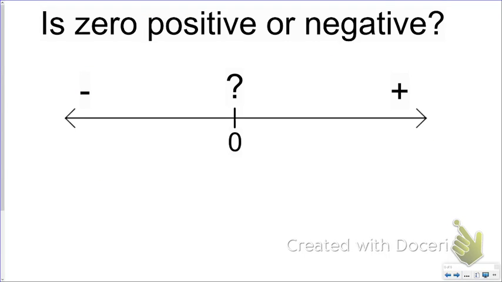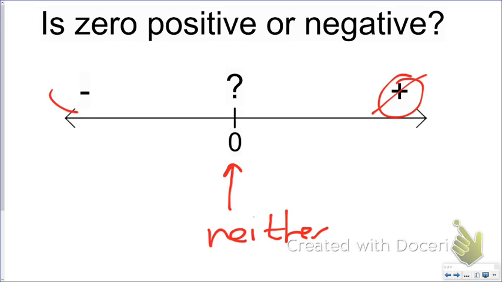Okay. The last thing we need to address simply is, is 0 positive or negative? And to make this discussion short, we will just say the answer is neither. 0 is not positive. 0 is not negative. It is the only number we have that is neutral.